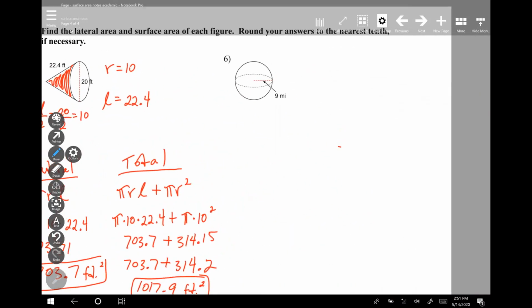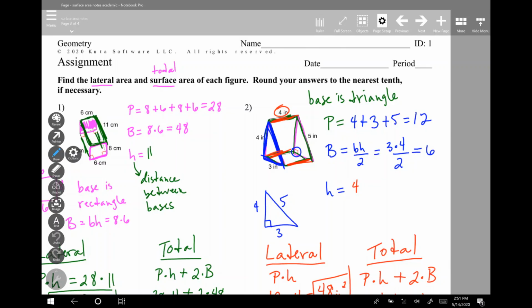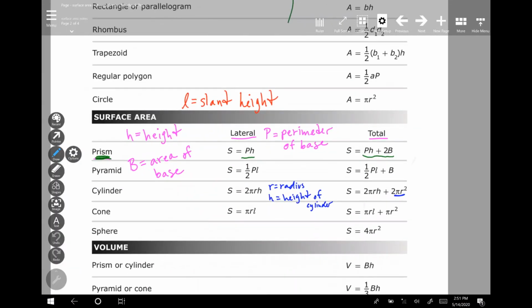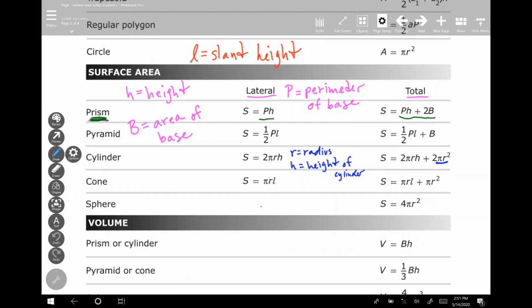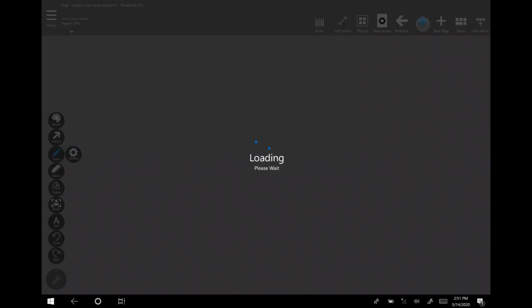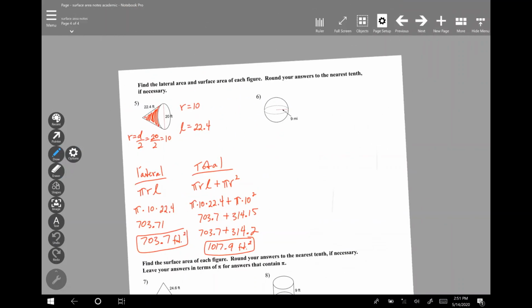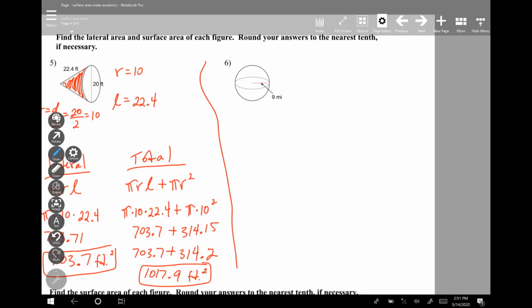Okay, now a sphere. Let's go back over here. For a sphere, there's no lateral surface area because there's no flat sides on it. There's only the outside of the sphere, no edges or anything to it. So for a sphere, you can only do total surface area, and it's 4 pi r squared. Total is your only option. The only thing you need for this formula is r.